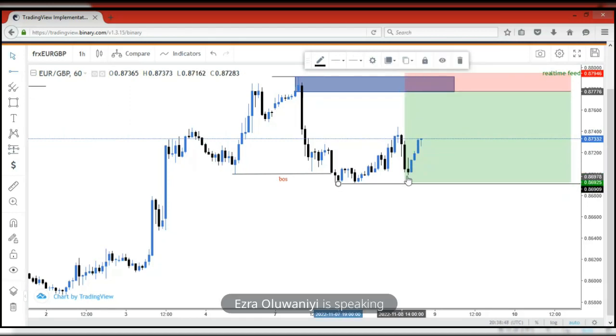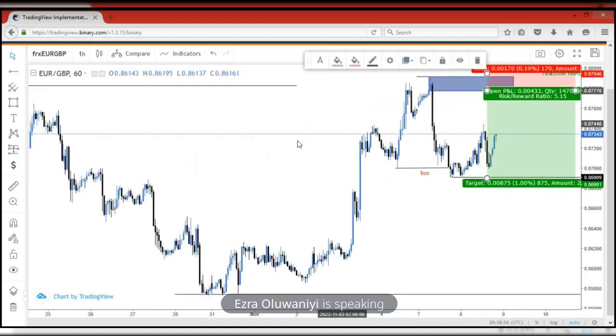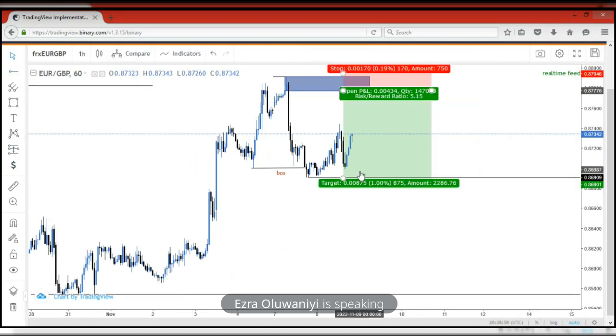So this is where my first TP will be. And this is 1 to 5 risk to reward. So it's okay for me. I'm going to take this. Then I will target in the long run. The daily low is my target. Are you with me?